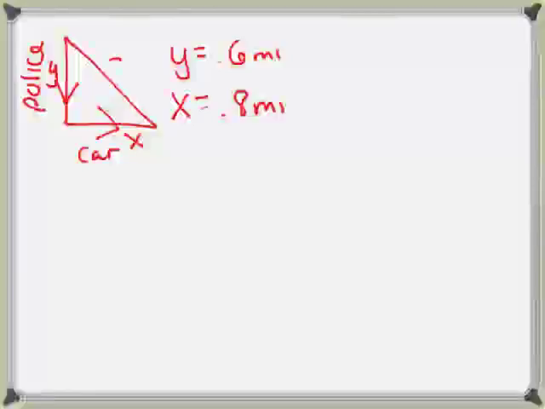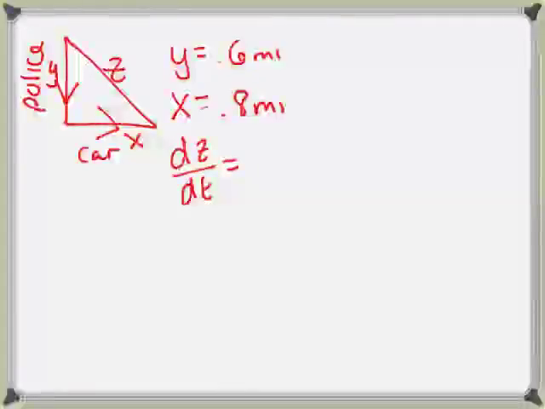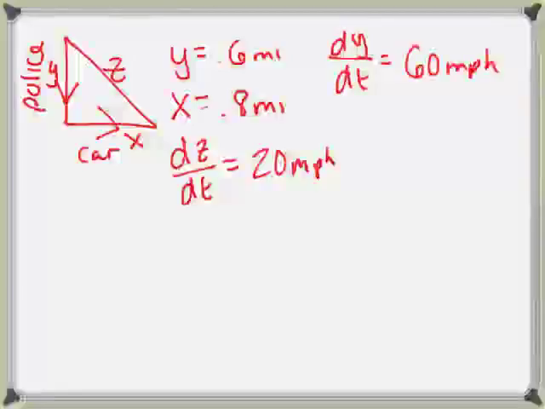So now I need to think about that distance between them. We'll call that Z, and we're saying the distance between them is increasing, so a rate is changing, so that's a derivative value at 20 miles per hour. If the cruiser is moving at 60 miles per hour at the instant of measurement, so that's a rate, so that's a derivative value, dy/dt is 60 miles per hour, kind of.